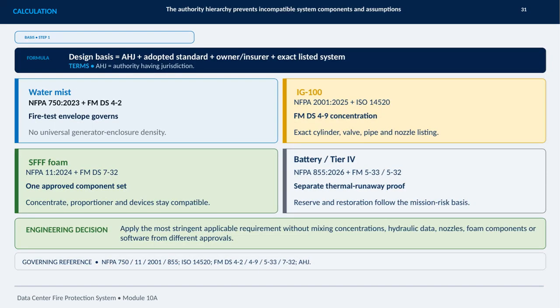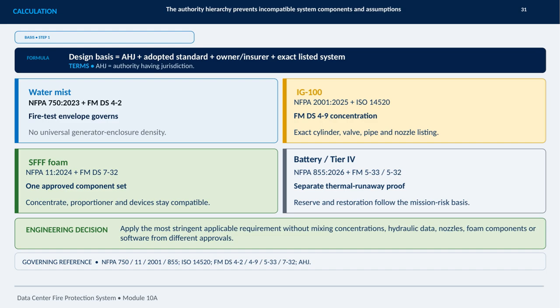This slide establishes the calculation basis for selecting and applying a fire protection design. The key idea is that the authority hierarchy prevents incompatible components and assumptions from being combined. We begin with the AHJ, or authority having jurisdiction, then apply the adopted standard, the owner or insurer requirements, and finally the exact listed system. The requirements differ by technology. For water mist, NFPA 750 and FM data sheet 4-2 apply, and the fire test envelope governs. There is no universal generator enclosure density.